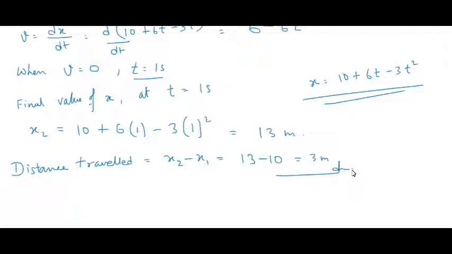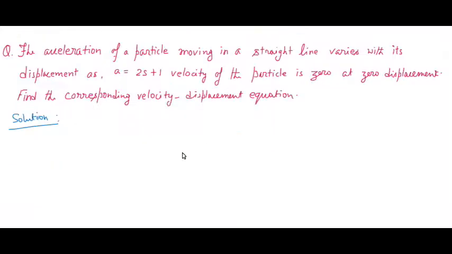चलिए नेक्स्ट क्वेश्चन देखते हैं. नेक्स्ट क्वेश्चन है the acceleration of a particle moving in a straight line varies with its displacement as a is equal to 2s plus 1. Velocity of the particle is 0 at 0 displacement. Find the corresponding velocity displacement equation. अब velocity displacement equation निकालना है, तो हम स्टार्ट कहाँ से करेंगे? इस इक्वेशन से करेंगे. क्या दिया हुआ है हमें? a is equal to 2s plus 1.